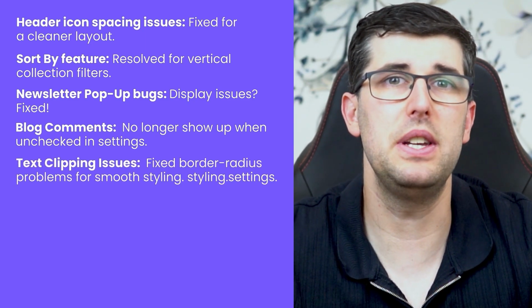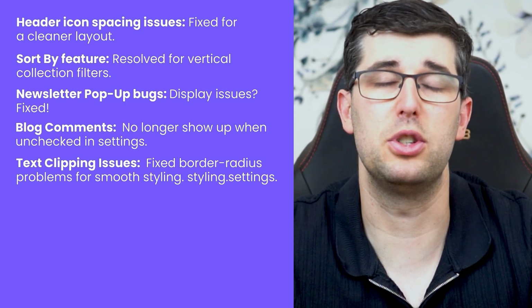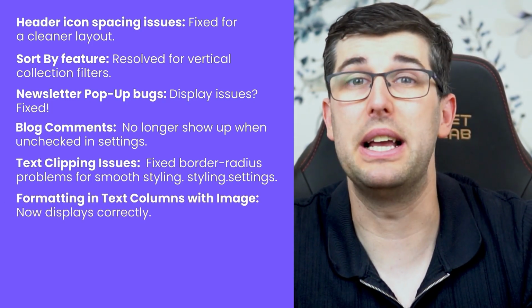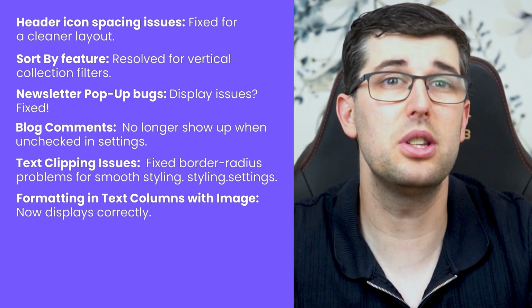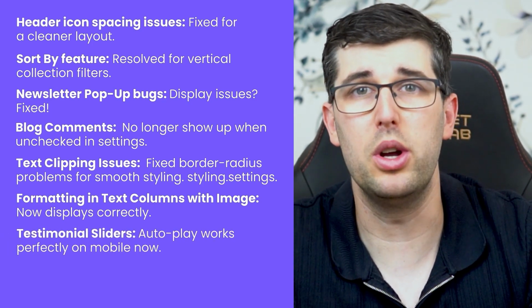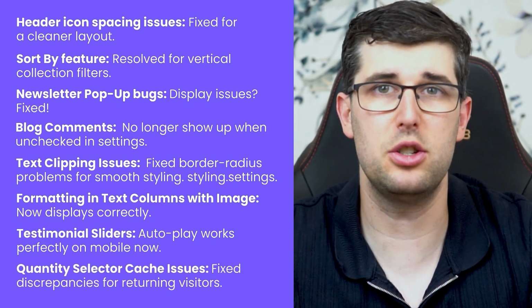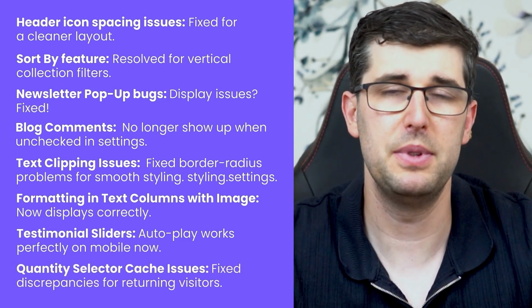Text clipping issues, fixed border radius problems for smoother styling. Formatting in text columns with image now displays correctly. Testimonial sliders, autoplay works perfectly on mobile view. Quantity selector cache issues, fixed discrepancies for returning visitors. And here's a pro tip. Always update your theme to the latest version to avoid common issues and enjoy the latest features that will help you stand out.